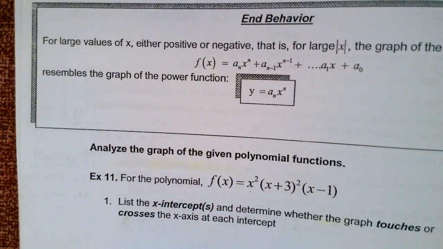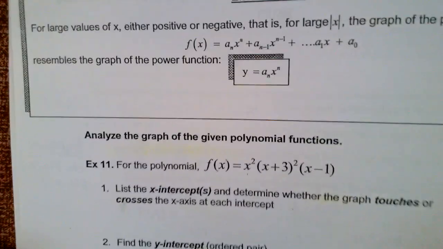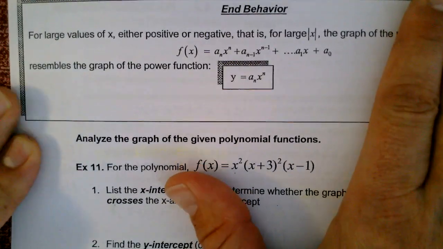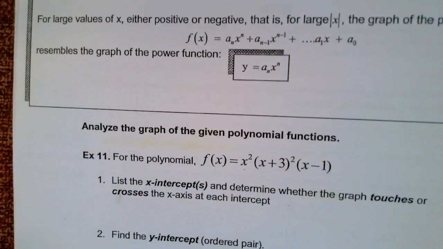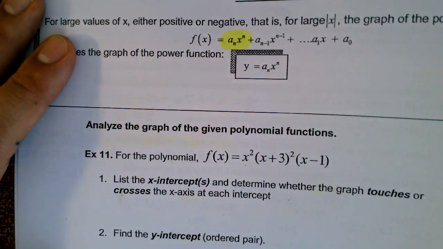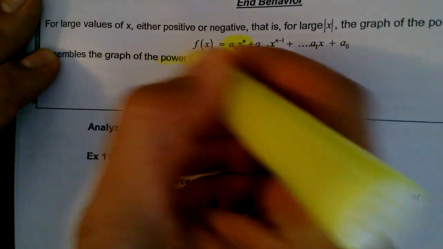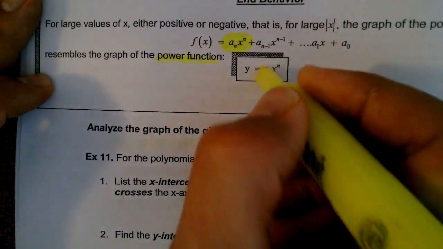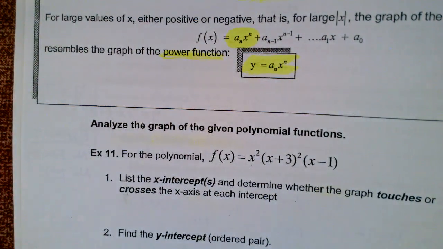So I want to think at the ends of the graph. We're trying to figure out what this graph is going to look like. For large values of x's, what is our graph going to resemble? It always resembles the first term. That's what's called our power function, our end behavior. So what happens at the ends of the graph?